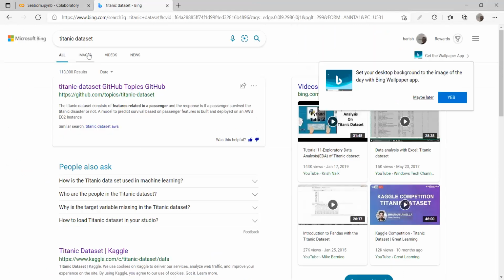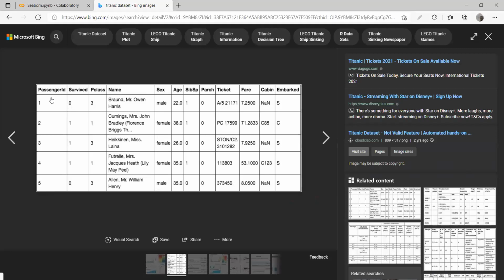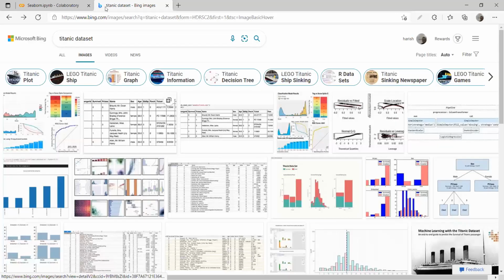Let me see the images itself. Some of the things, right? What was a passenger ID? Doesn't matter. It's just a running number. Whether he survived or not, what class he was, what was his name, gender, what was his age. I think this refers to a sibling or something. I don't know. I also don't know what this is. There's a ticket. What was the fare of the ticket? Whether he was in a cabin. What is the cabin number? From where he onboarded, right? Such kind of data is there.